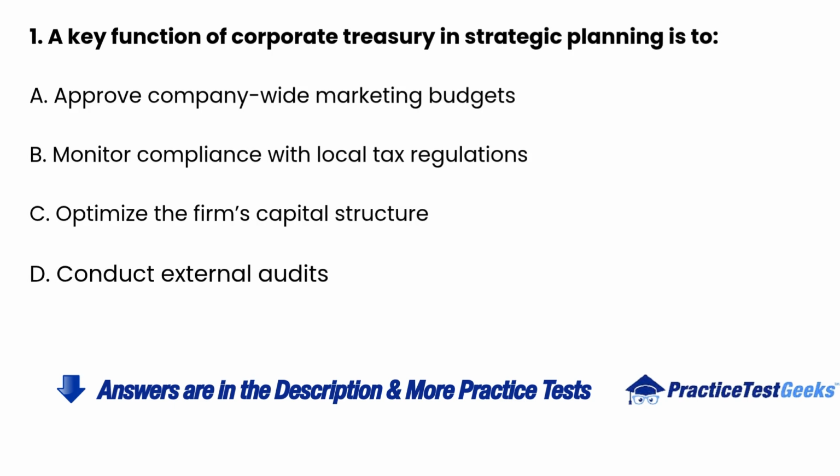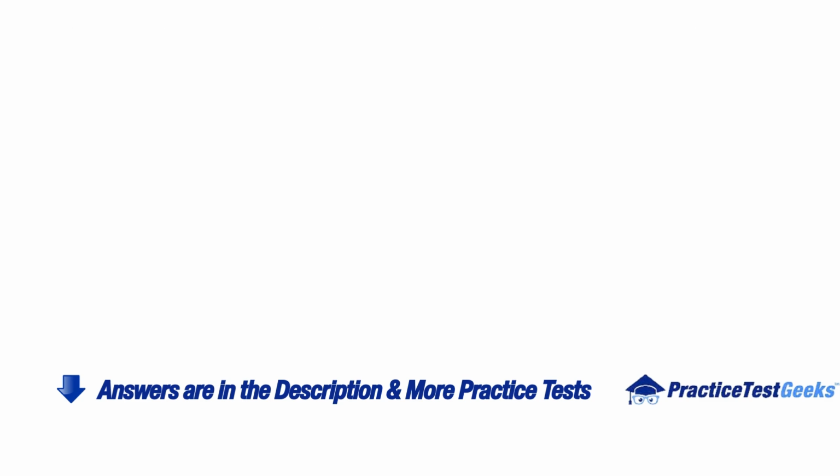1. A key function of corporate treasury and strategic planning is to: A. Approve company-wide marketing budgets. B. Monitor compliance with local tax regulations. C. Optimize the firm's capital structure. D. Conduct external audits.